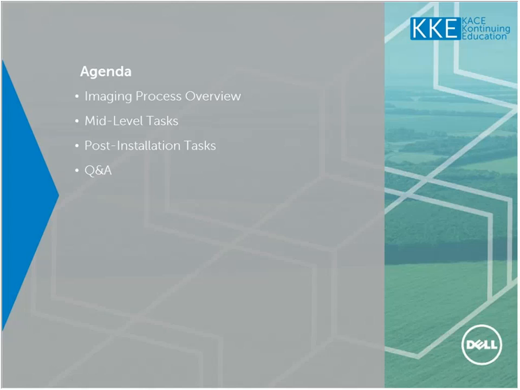All right, so what are we talking about today? Today we're going to take a look at our imaging process overview to get an understanding of where we are in the process here. And then we're going to talk about two different phases of post-installation tasks. The first phase is what we call mid-level tasks, and the second is going to be our true post-installation tasks. Then we'll open it up for some Q&A, and we're going to be getting into some very detailed information about some of these tasks, some popular requests that we get out there with customers.